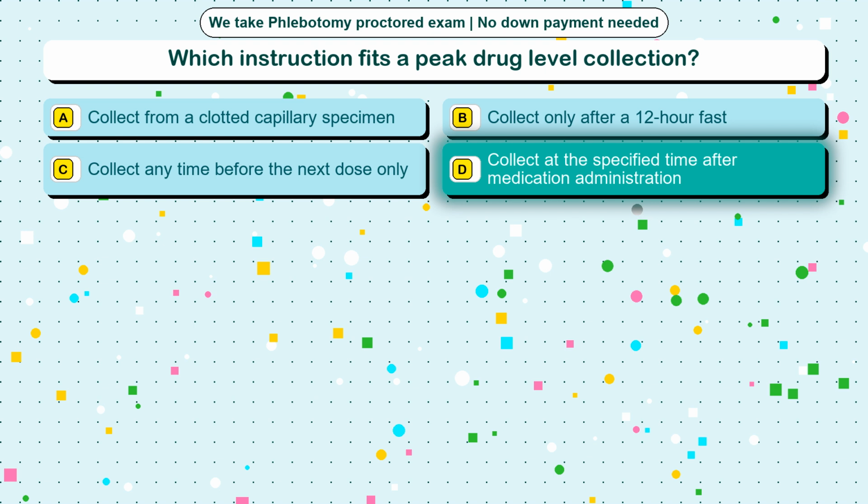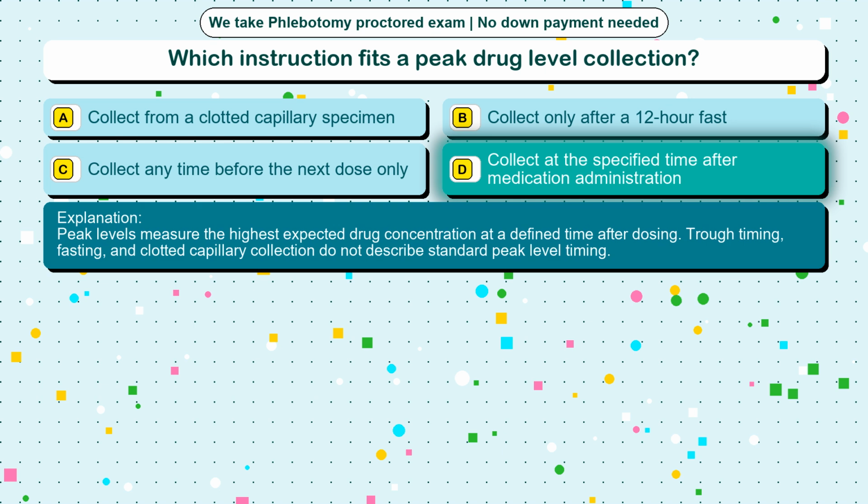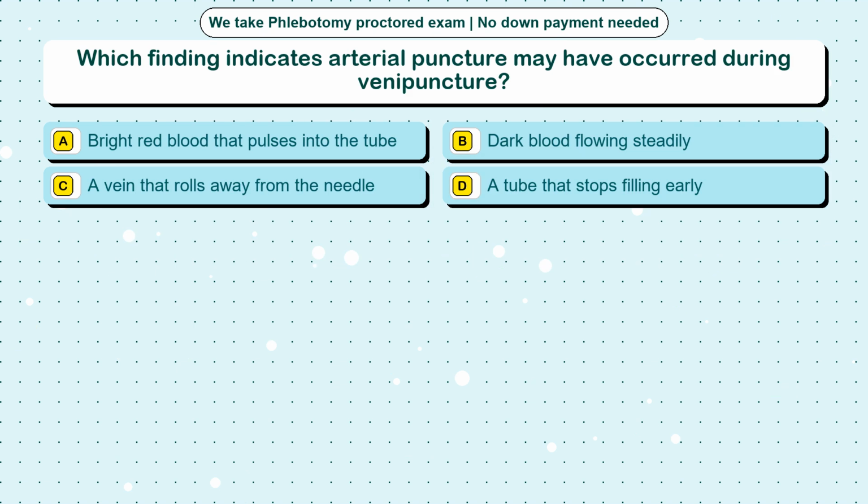Collect at the specified time after medication administration. Peak levels measure the highest expected drug concentration at a defined time after dosing. Trough timing, fasting, and clotted capillary collection do not describe standard peak level timing. Question 83. Which finding indicates arterial puncture may have occurred during venipuncture?